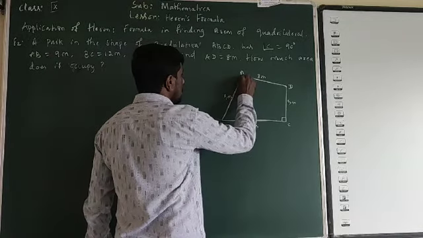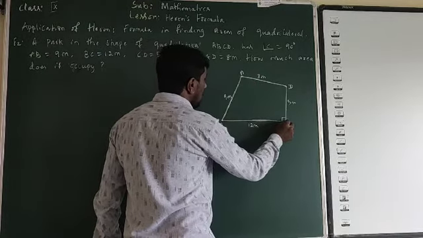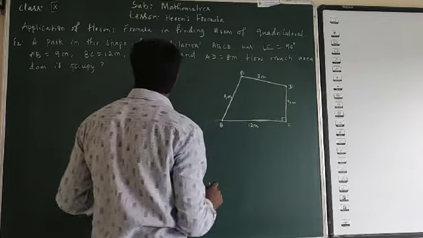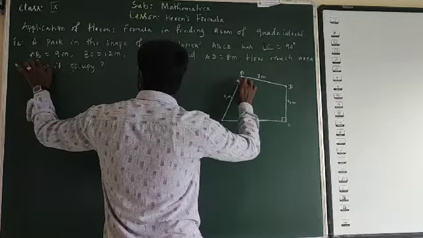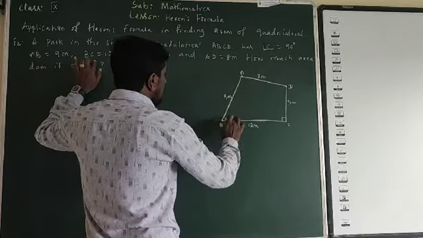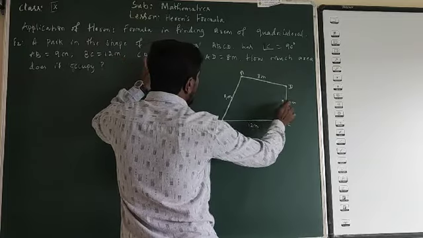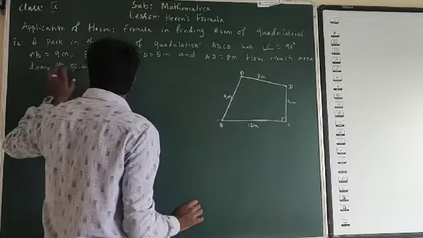You can observe that this is the park, a park in the shape of ABCD. In that, angle C is 90 degree. AB is 9 meter, BC is 12 meter, CD is 5 meter, and AD is 8 meter. How much area does it occupy?